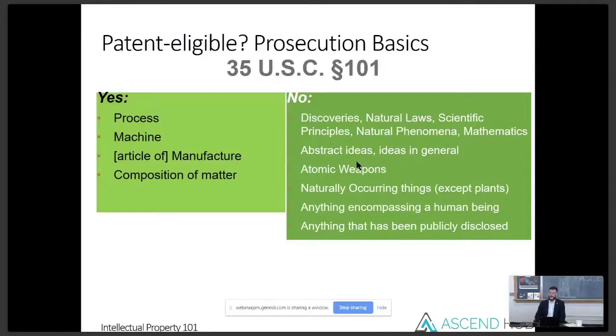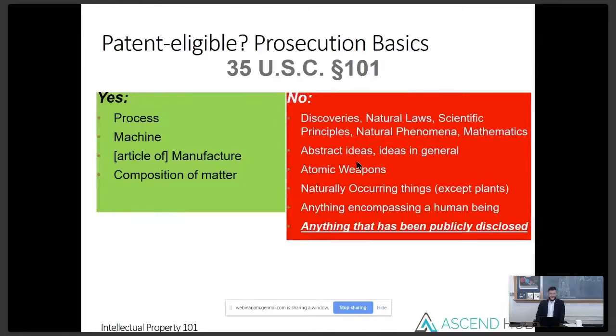You cannot patent anything that's naturally occurring except plants. You can't patent anything that encompasses a human being, and that's for the reason that we don't want designer babies in the United States. And you cannot patent anything that has been publicly disclosed, as we discussed at some length.